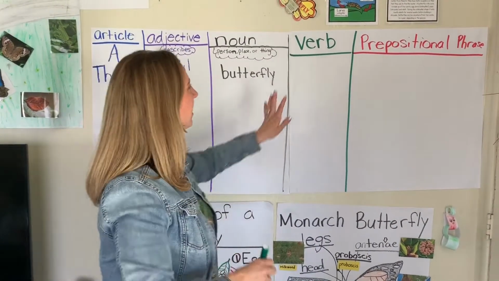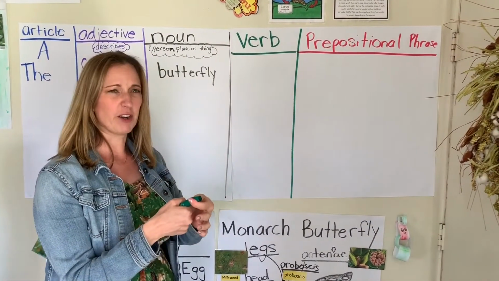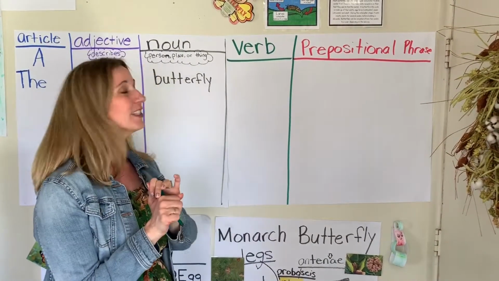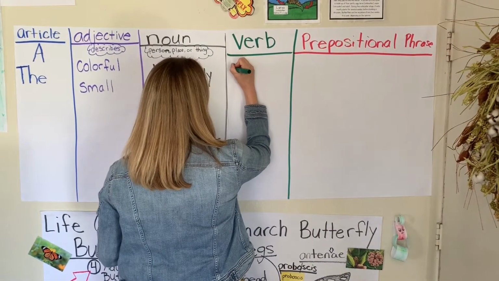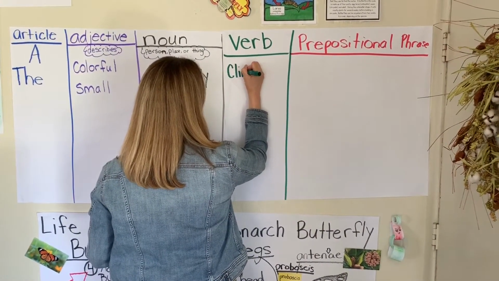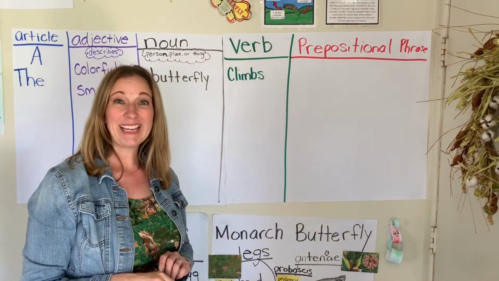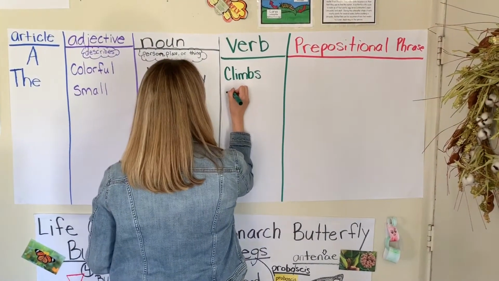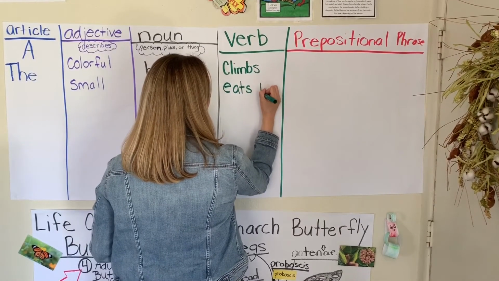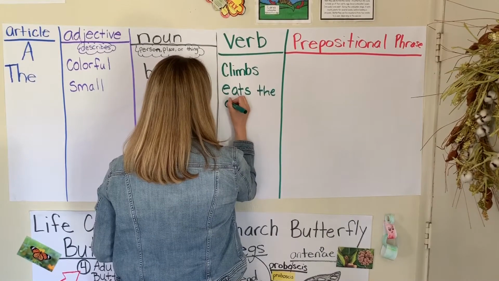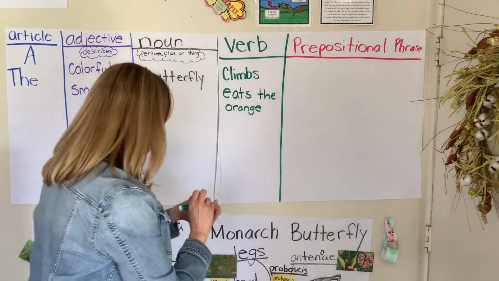Next is a verb. Now, a verb is an action word, okay? So is our butterfly running? Is it jumping? Or is it doing something else? So I know I saw our butterflies climbing. So I'm gonna write the word climbs. I also saw them eating the orange. Eats the orange. Okay, that's the action. It's eating the orange.